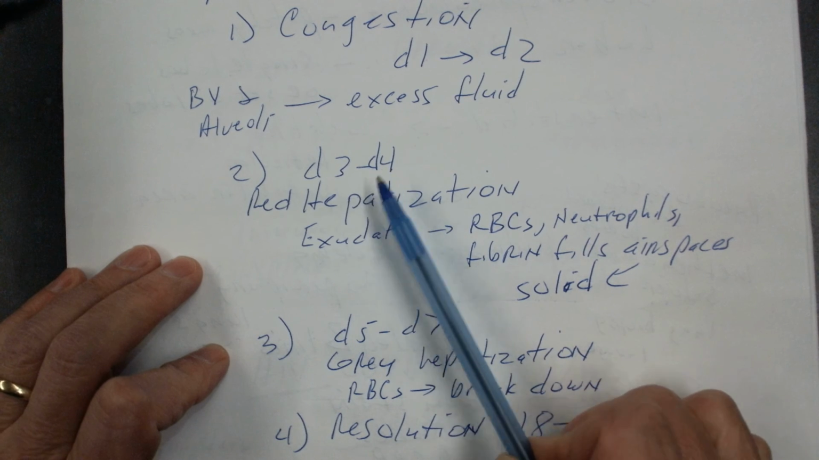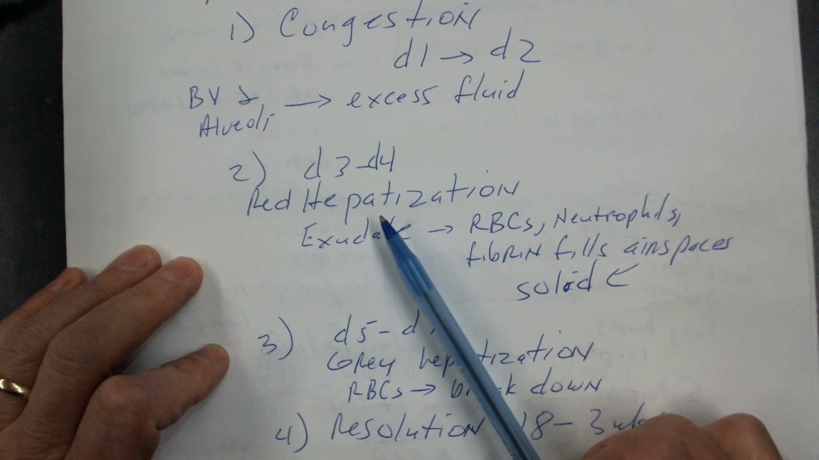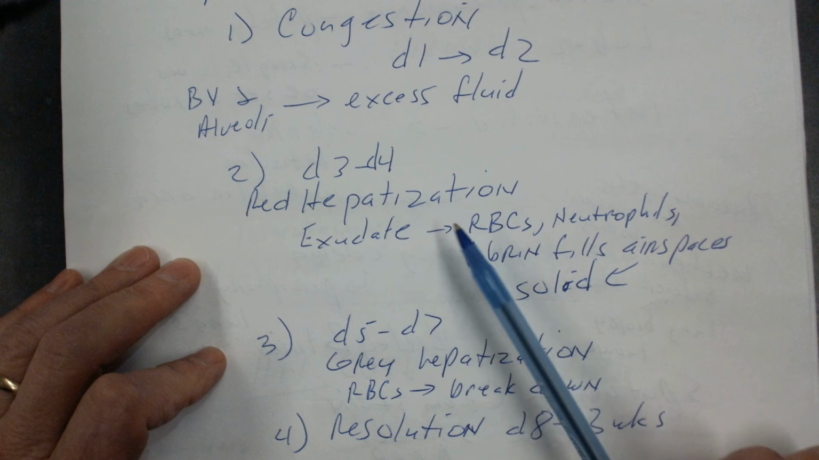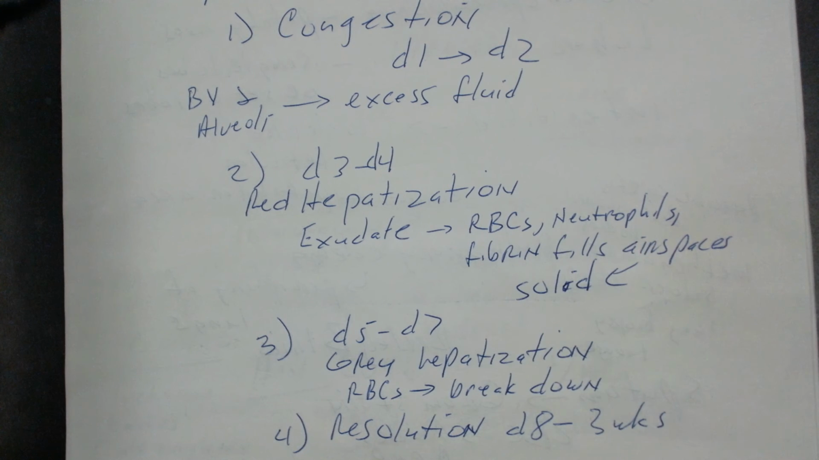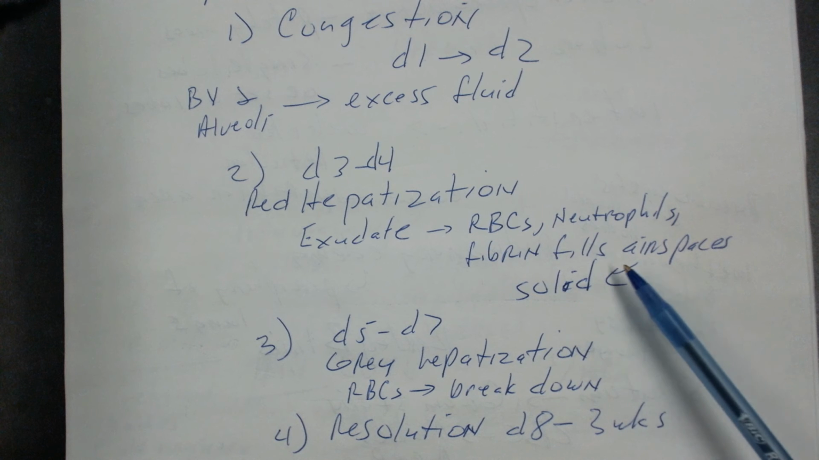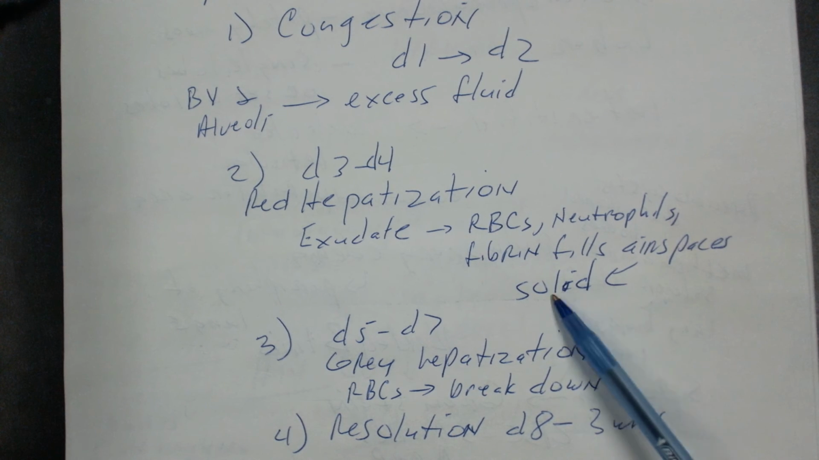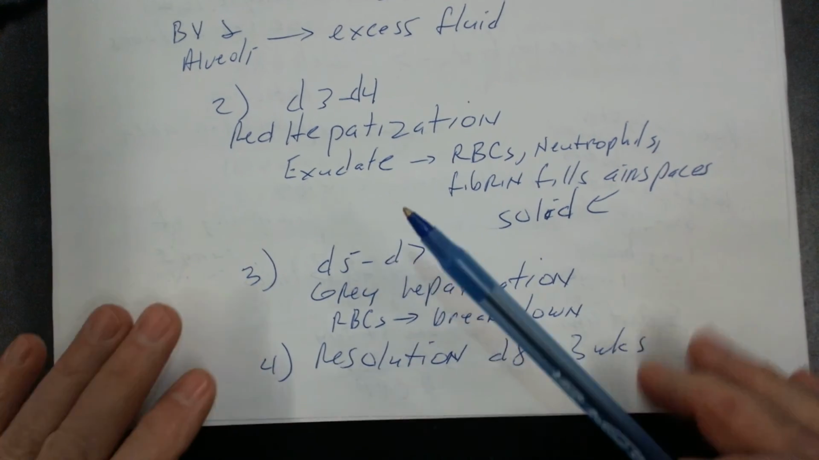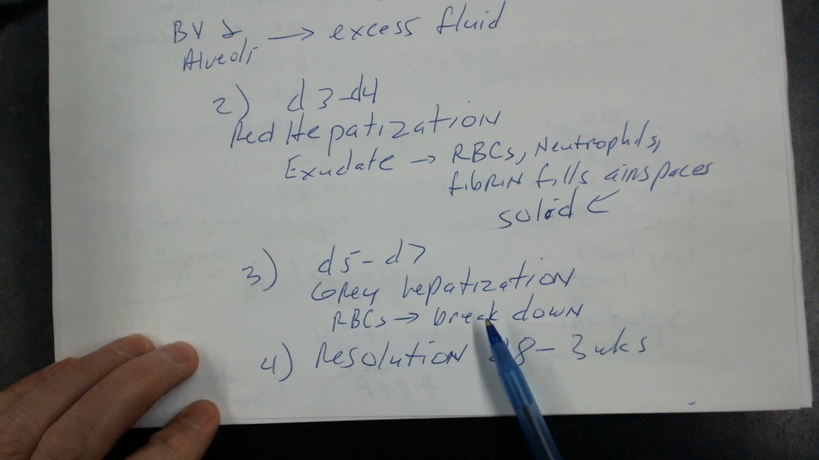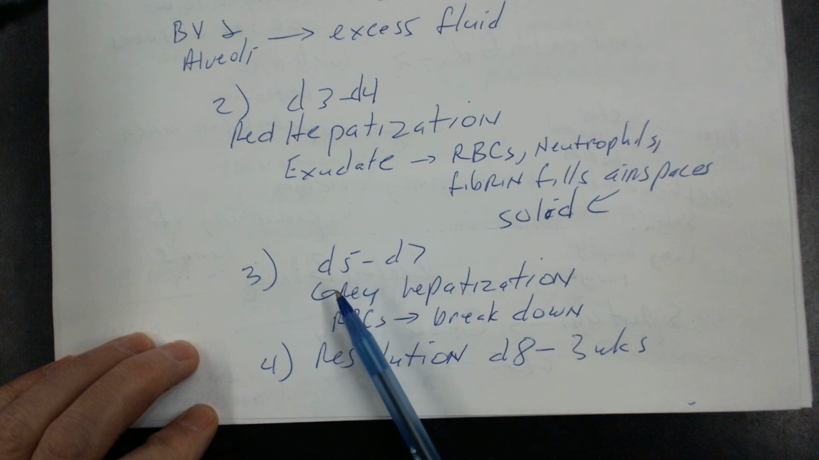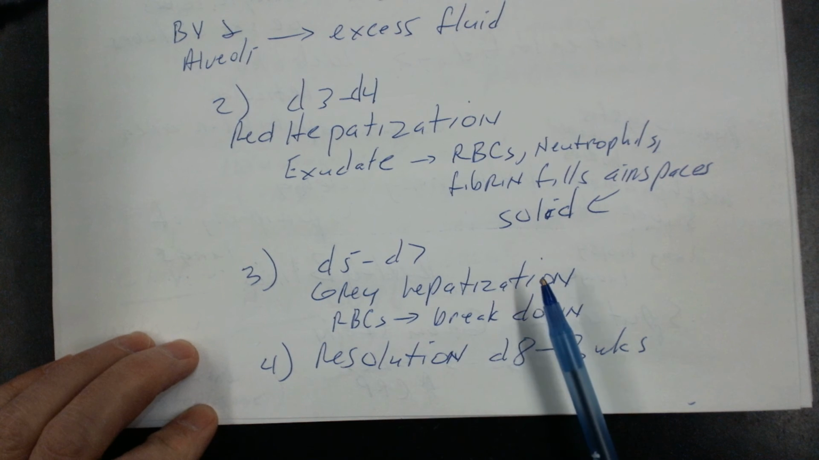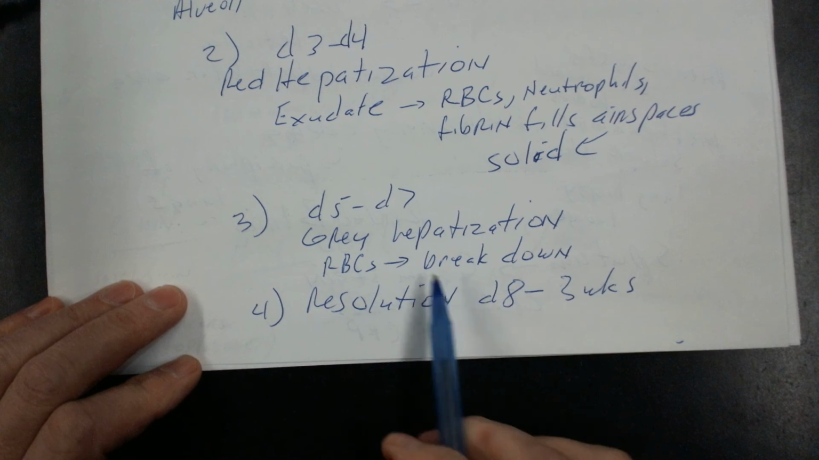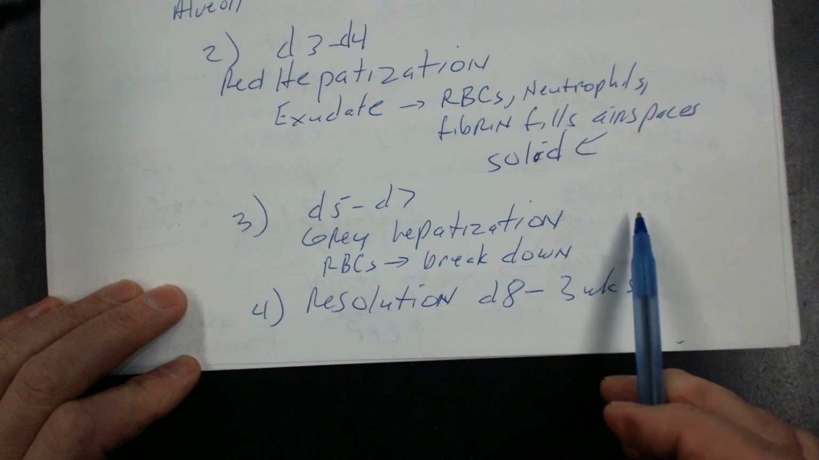Second stage occurs day 3 to day 4. It's called red hepatization. Now you get an exudate that fills alveoli. That's composed of red blood cells, neutrophils, and fibrin that will fill these air spaces, causing them to become solid. That's red hepatization. Day 5 to day 7, the red blood cells break down, and now this material turns gray. That's called gray hepatization. And then day 8 is resolution, provided your patient doesn't take a turn for the worse.